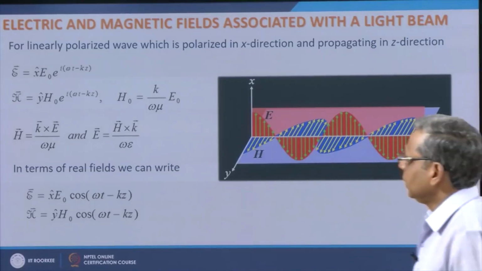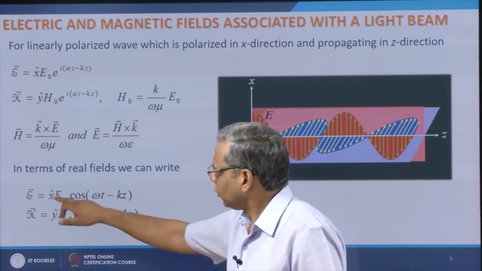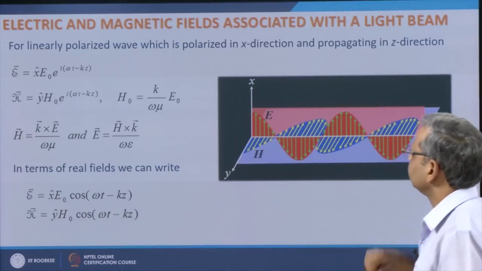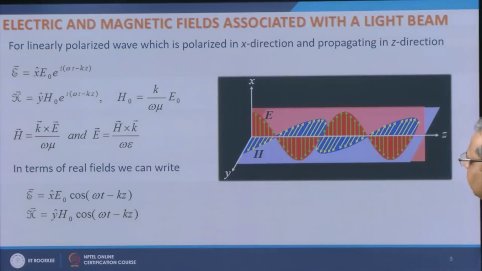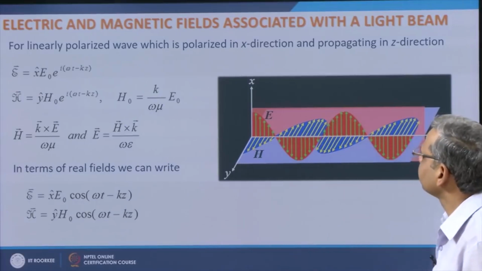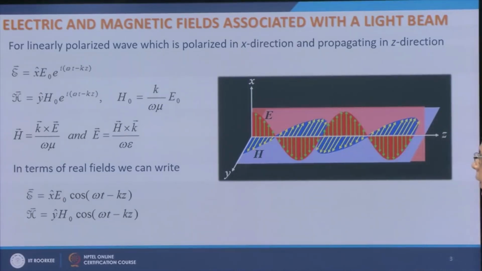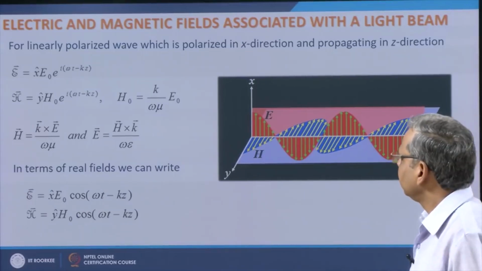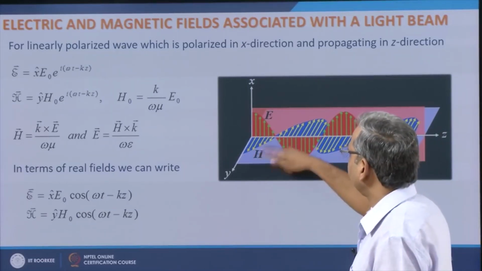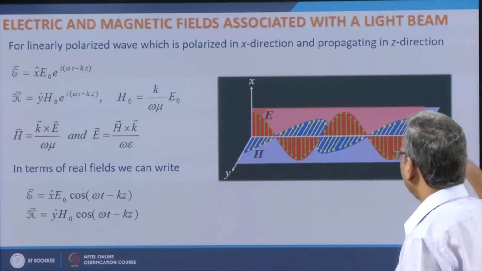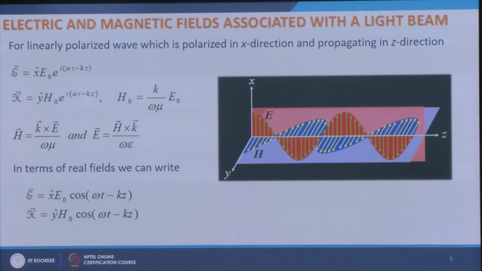Since E is along x, E goes like this, the red curve, and the direction of vibration of the electric field vector is given by these green arrows. The electric field is vibrating along x, and correspondingly the magnetic field is vibrating along y, and it is represented by this blue curve.